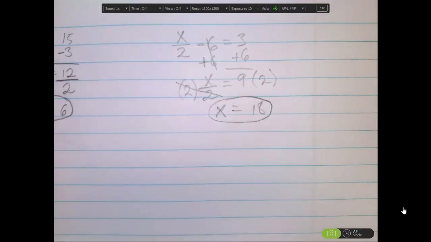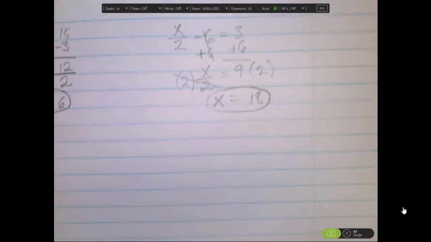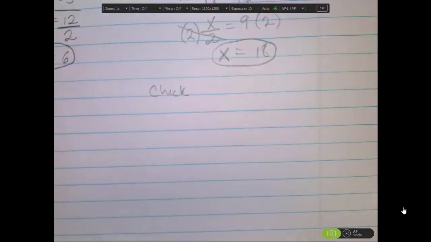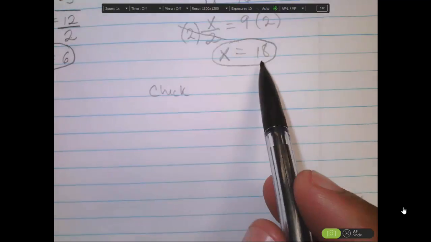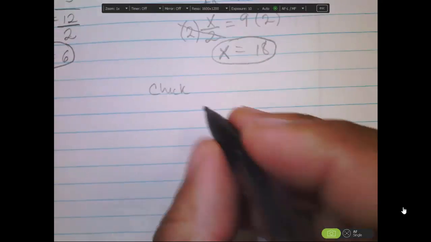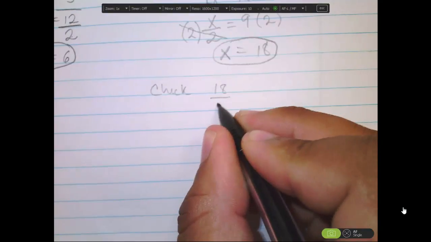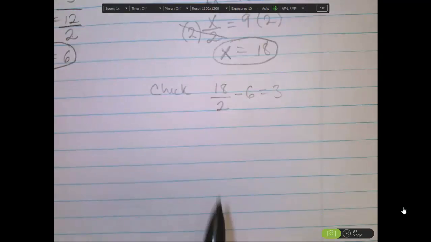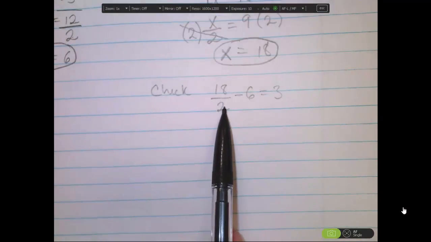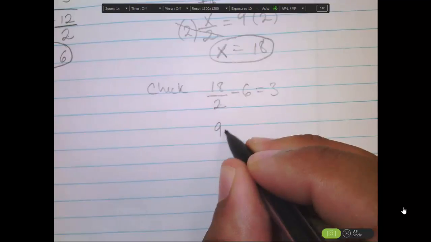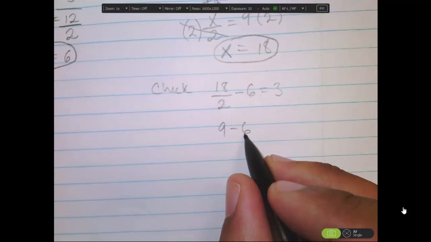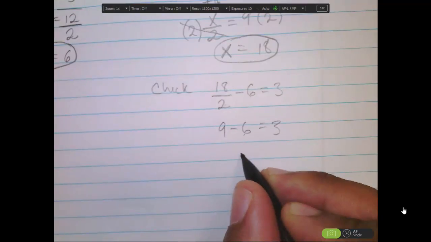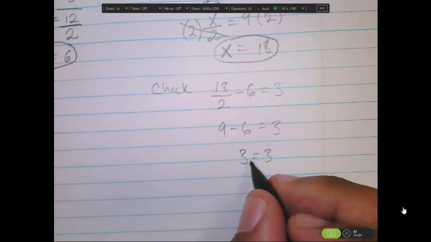You might be wondering, well, did I get that right? There's a way to check it. So let's go ahead and check it. Let's check to make sure what we did was correct. All right, so we're just going to plug the 18 in wherever we saw the x. So it's going to be 18 divided by 2 minus 6 equal to 3. All right, 18 divided by 2 gives us what? 9. Okay, 9 minus 6 is going to give us just some easy mental math, 3. All right, and of course, 3 equals 3. 9 minus 6 gives you 3.